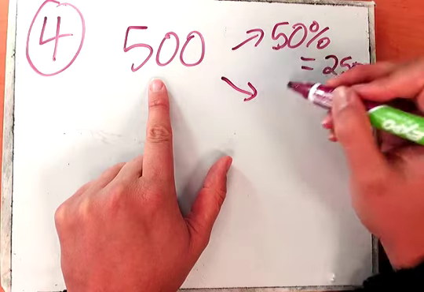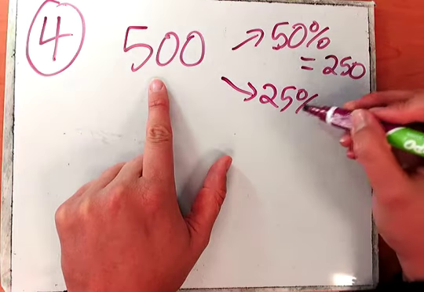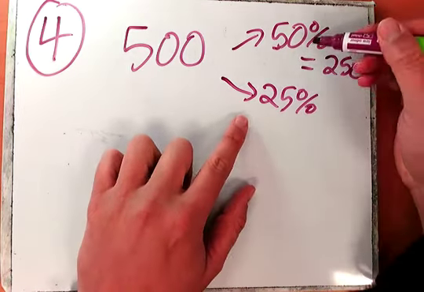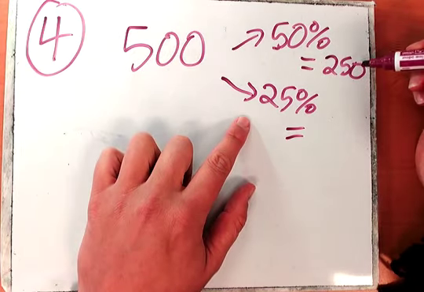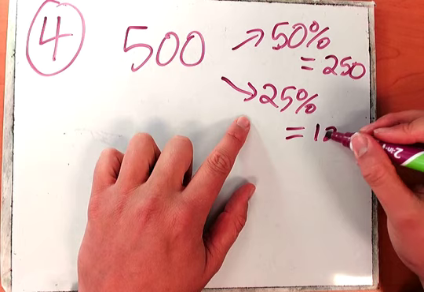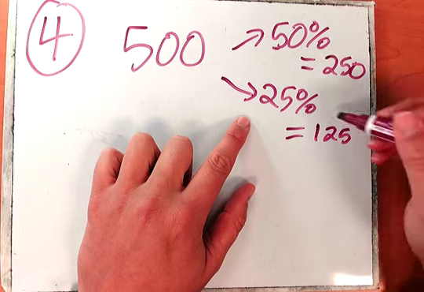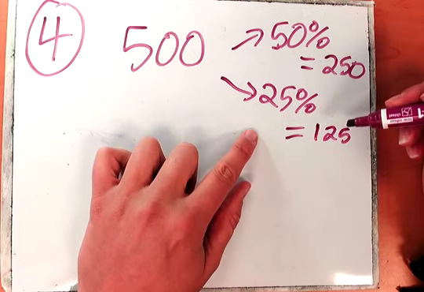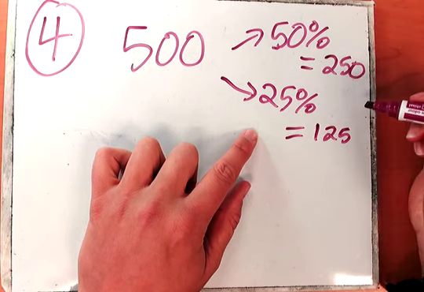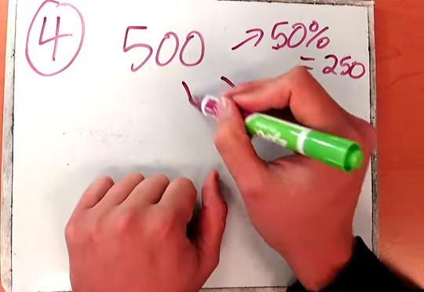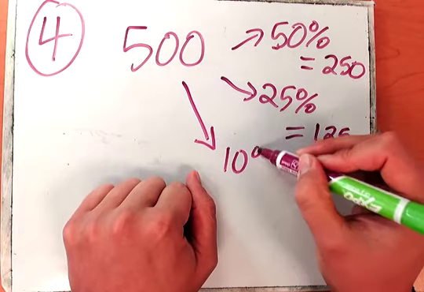But you can also do 25%, because 25% is just half of half. So if I already got half here, I can half that again, and 125 is 25% of 500. I just halved, and then I halved again, and I got 25%. But what if I wanted 10%? What do I do for that?